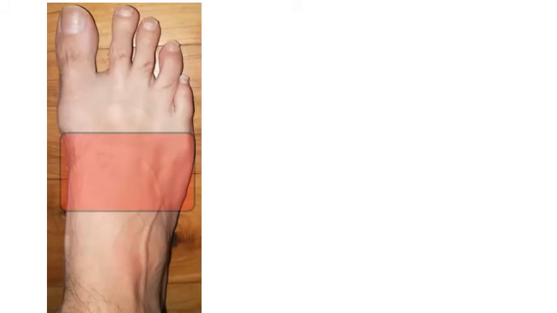Now, the third one we're going to talk about is midfoot arthritis. Now, midfoot means middle of the foot, so it's that section there. That's where you often get the pain, often more on the underside of the foot.